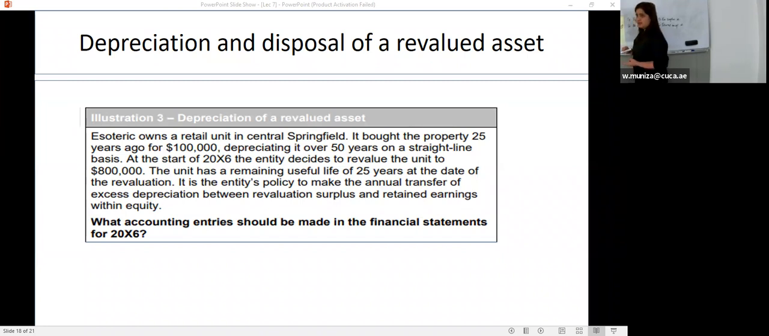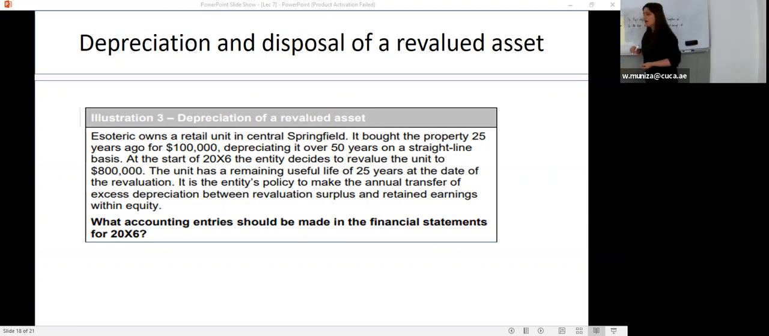$50,000. Clear? Ava, clear? So how much depreciation are we going to take? Accumulated depreciation, 50,000. In front of the non-current asset account, what do we write? The difference of cost and revalued amount. In front of revaluation surplus, which amount do we write? The difference of carrying value and revalued amount.